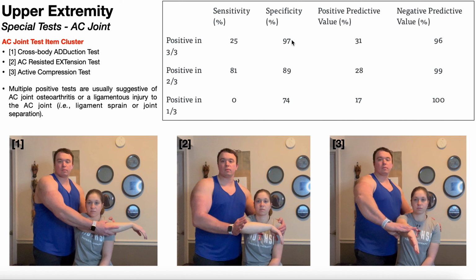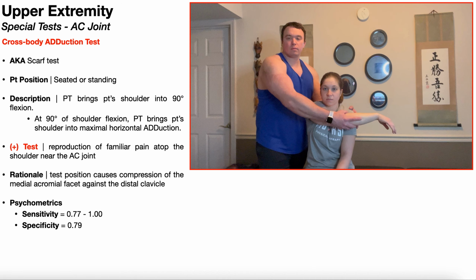Now let's take a look at each individual special test. The first test is called the cross-body adduction test, which is also known as the scarf test because if we look at the final patient position, it's almost as if you're wrapping their arm around them like you would a scarf. The patient can be positioned either seated or standing. I'm doing it with the patient seated, as I am for all three of these tests later on.